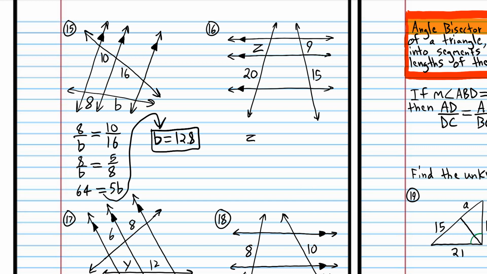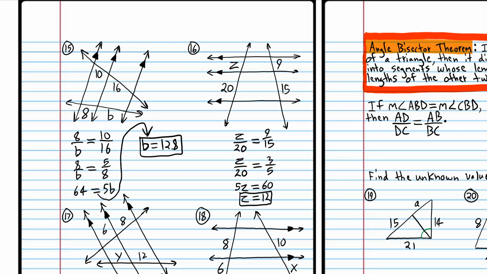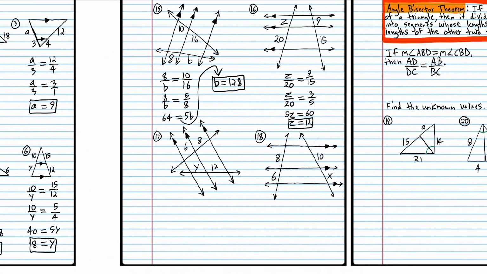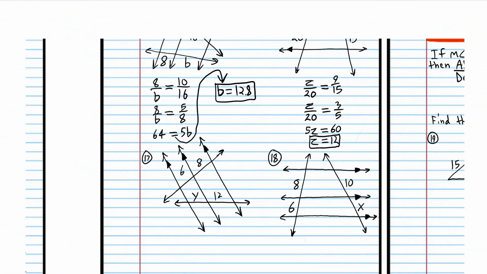All right, we're back. Z over 20 is equal to 9 over 15, and we want to go ahead and reduce 9 over 15, divide both sides by 3, and you get 3 over 5. Cross multiply, we get 5z is equal to 60. Divide both sides by 5, and z is equal to 12. So if you got 12, good job. All right, on to number 17. Go ahead and try number 17, and when you come back, we'll do it together.